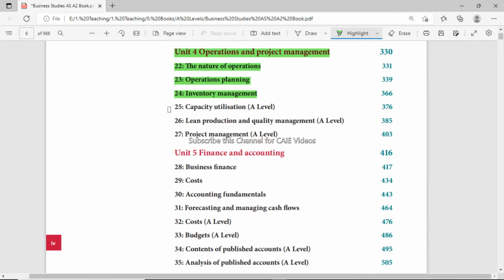Then for A level students, there is capacity utilization, and then we will move on to lean production and quality management concepts. Project management is also for A levels. So these last three topics of unit number 4 are relevant for A level students, and 22, 23, 24 were for AS level students. A level students are expected to understand, obviously, all of the sections.